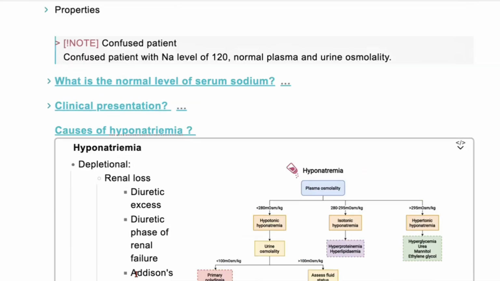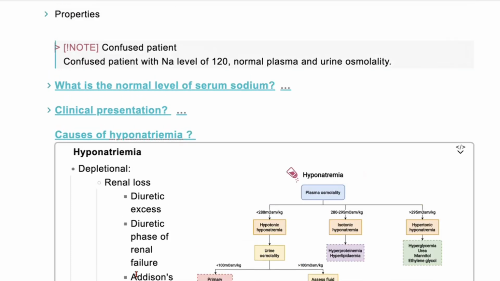The most clinically relevant causes are the dilutional, the depletional, and the euvolemic, which is the SIADH. Depletional is easy to think about. How do you lose fluid? By vomiting and through your kidneys, right?